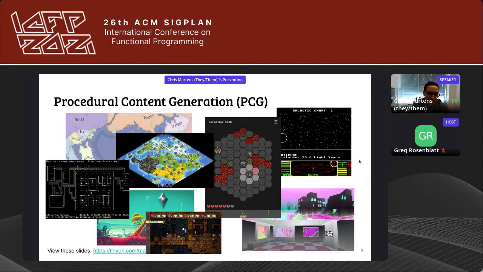People generate interiors of spaces that you can navigate, and levels for games, and the class of games known as roguelikes, based on the 1970s game Rogue, which are games where you are traversing a series of dungeons, but whenever you die, you have to start at the beginning. So you need variation in order to make that a tolerable play experience.